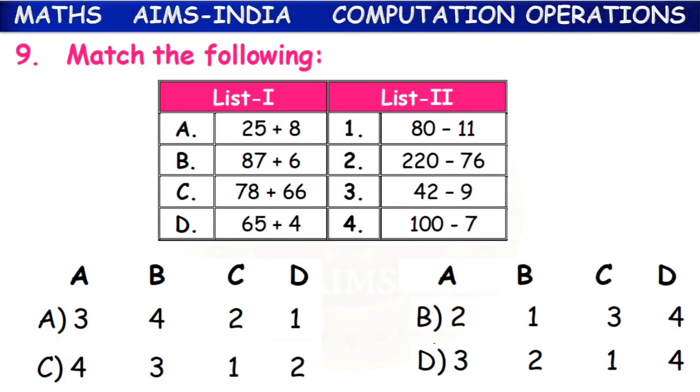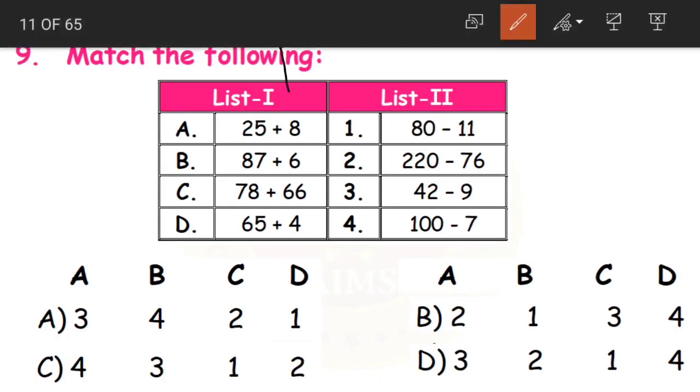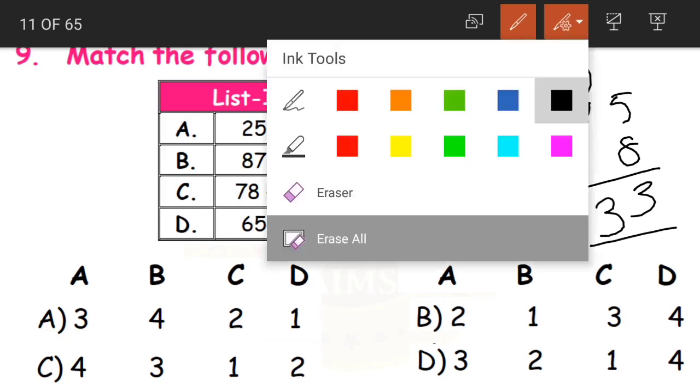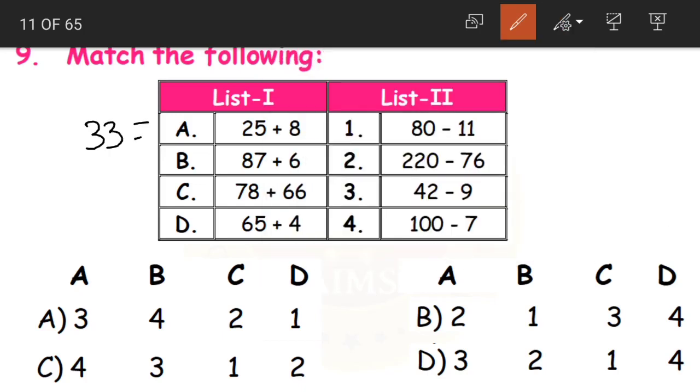Coming to question number 9. Match the following. Now here we are having two lists, list 1 and list 2. Now we should find out the value of these two terms here. We should find out the sum and then match it with the same difference. See, 25 plus 8 is what? 25 plus 8. 5 plus 8 is 13. 1 carried. 2 plus 1 is 3. 33. So 25 plus 8 is 33.